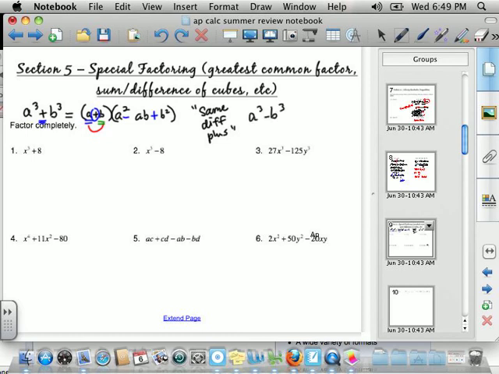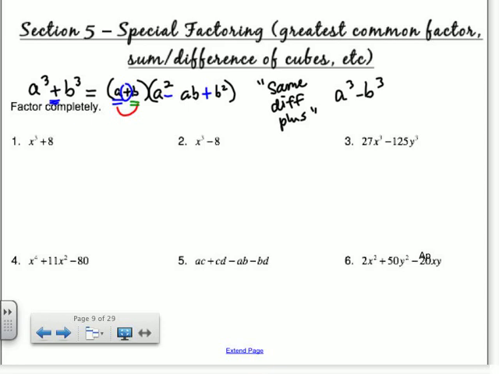So if I have a cubed minus b cubed, I'm going to go full screen here. That's going to be a minus b times a squared, so square the first, multiply the 2 together, ignore the signs, just ab, and then square the last, b squared. And then it's same, so they're the same sign, minus, different, so plus, and then last is plus. So that's how you would do a difference of 2 cubes.